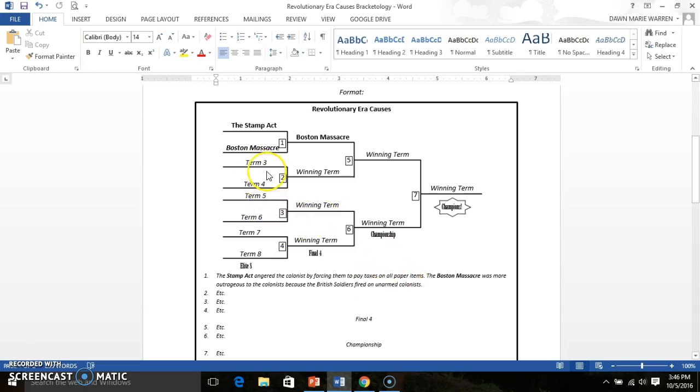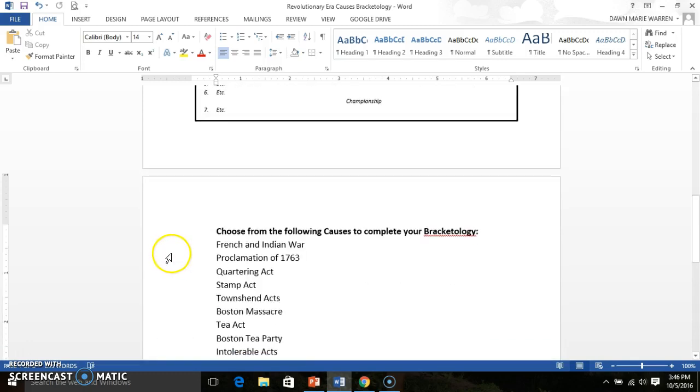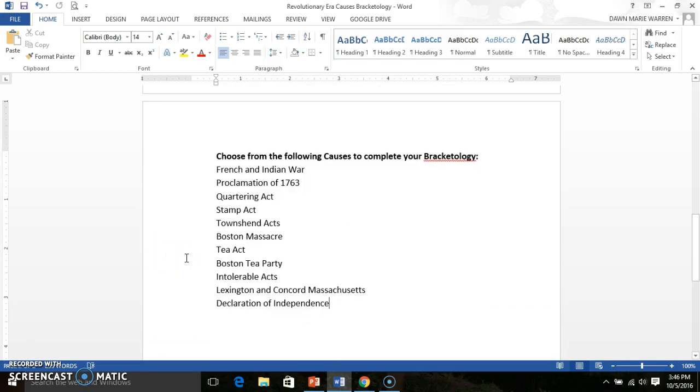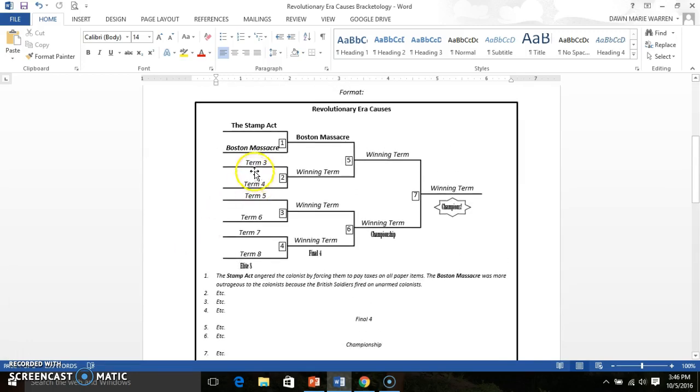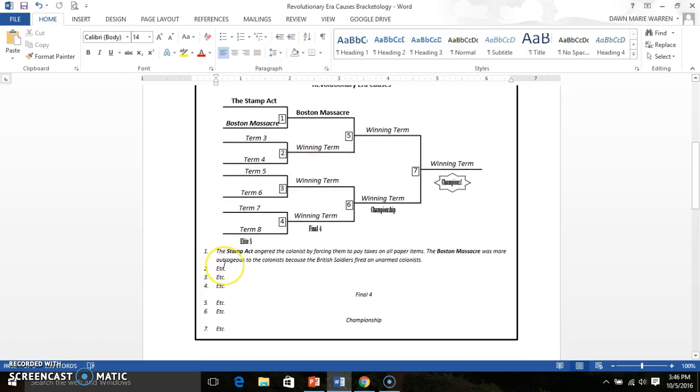Now you pick 2 more terms. Once again, from the back of your list, 2 that you think are high-profile causes that cause a lot of tension that help lead to the American Revolution. And then you go ahead and fill them in on your bracket and think to yourself, which one is the worst? You put the winning term right here, and then under number 2, you're going to write 2 to 3 sentences explaining why one beat the other out. And once again, it's your opinion.